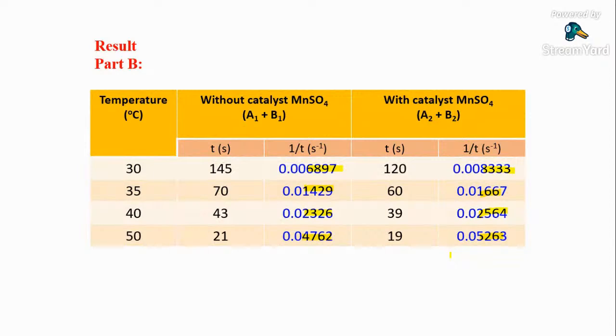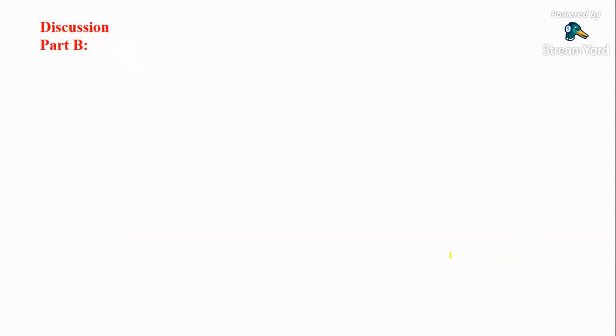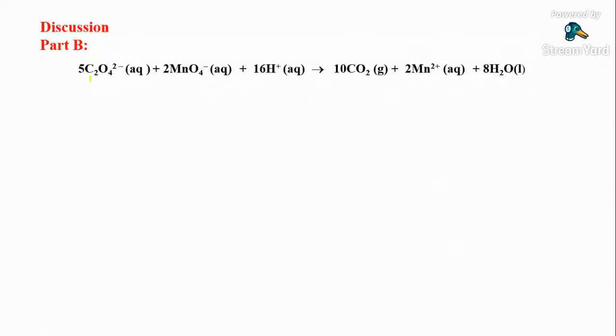Okay, then next, the discussion for part B. This is the equation for part B. This is the reaction between oxalic acid, C2H2O4, and manganese oxide in acidic solution, forming carbon dioxide, manganese ion, and water.